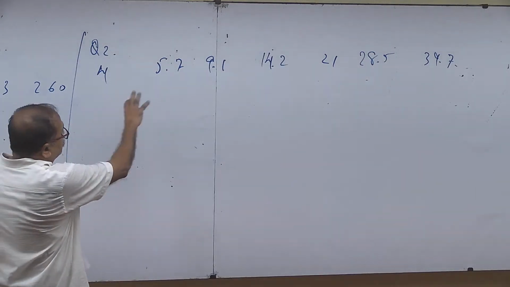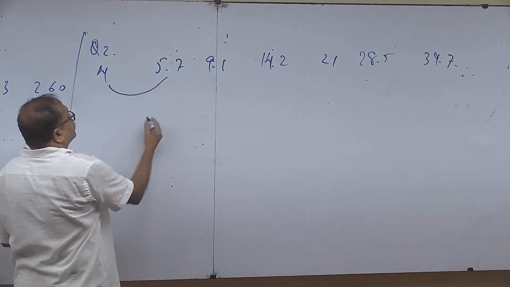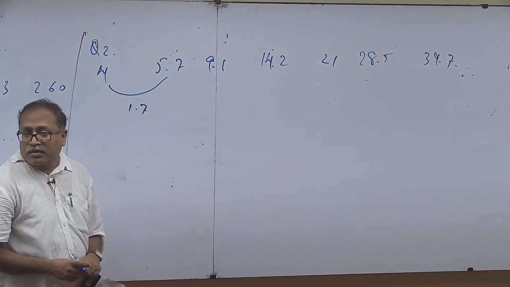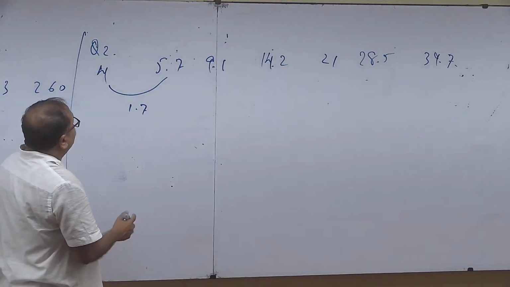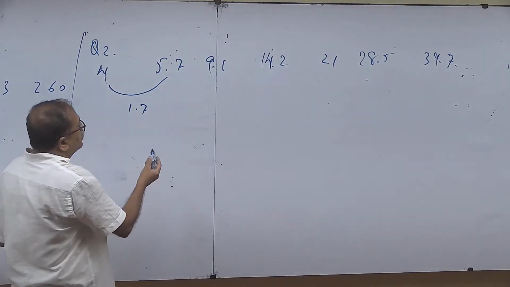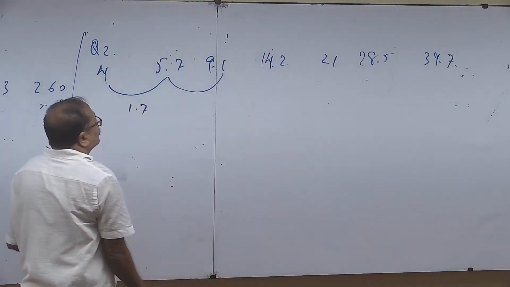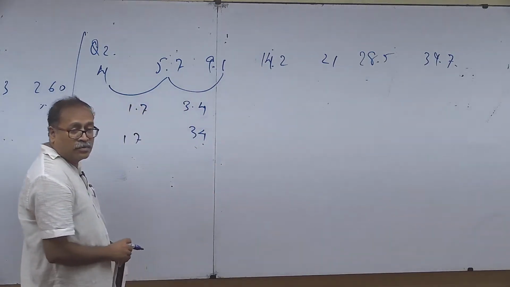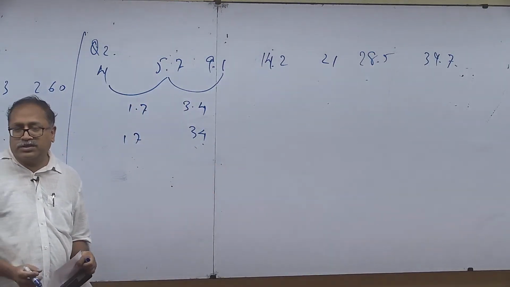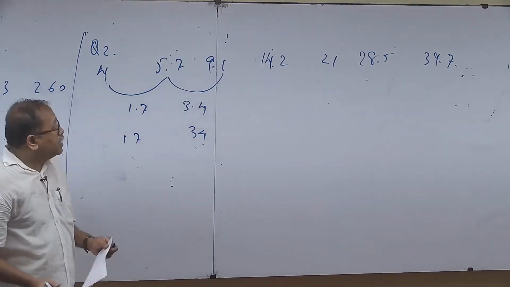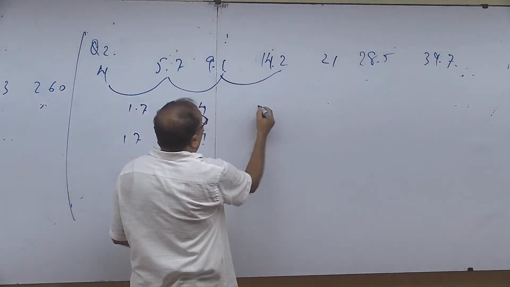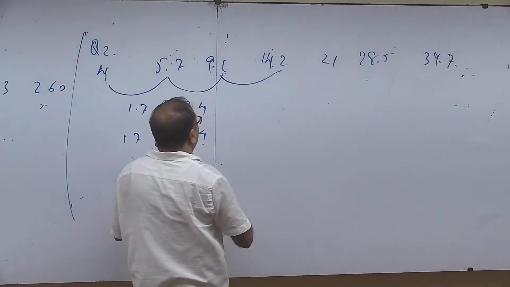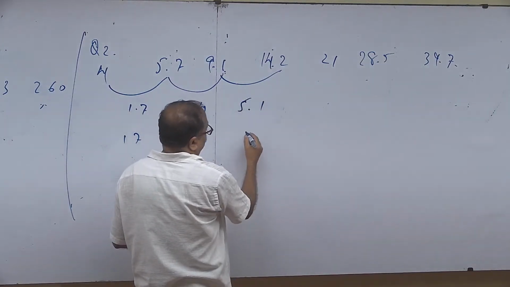I notice that from here to here, it is increasing order. Take the difference, and the difference is 1.7. From here to here, the difference will be 3.4. Is it not 17 and this is 34? Only the decimal is there to distract your flow. But next, it is 5.1, which is nothing but 51.